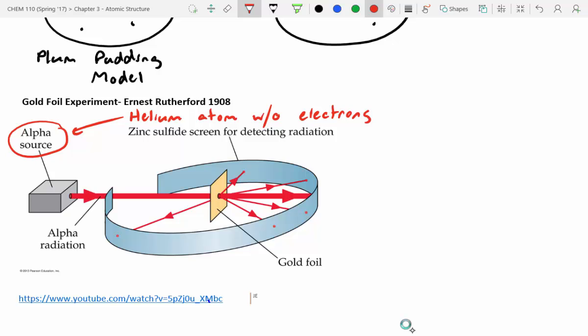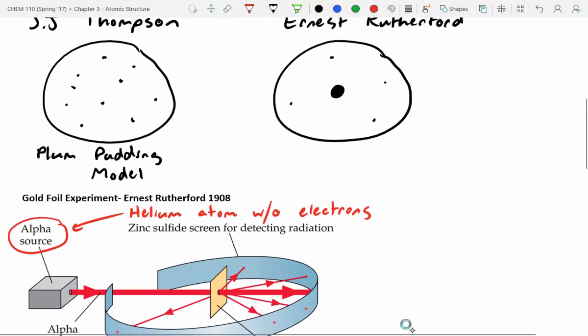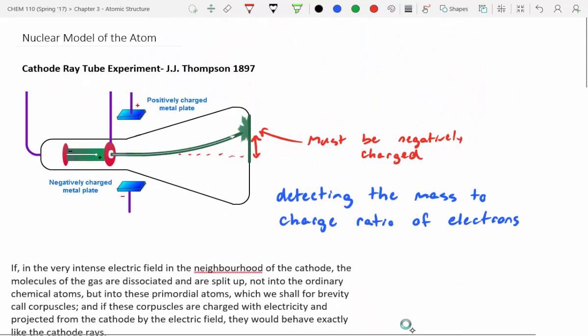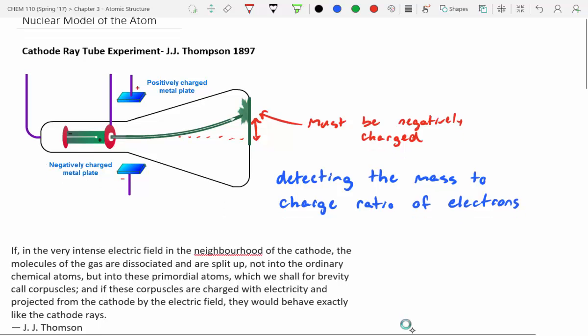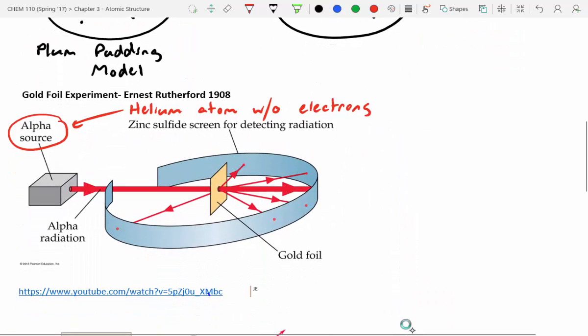Yep. So if they didn't know what electrons were, how did they know what an alpha particle was? That's an interesting thing. So he did this experiment in 1908. J.J. Thompson discovered the electron in 1897, so it was about a decade difference. And this was also the time that they were starting to experiment with radiation. So an alpha particle is a type of radiation, and some elements will emit alpha particles.